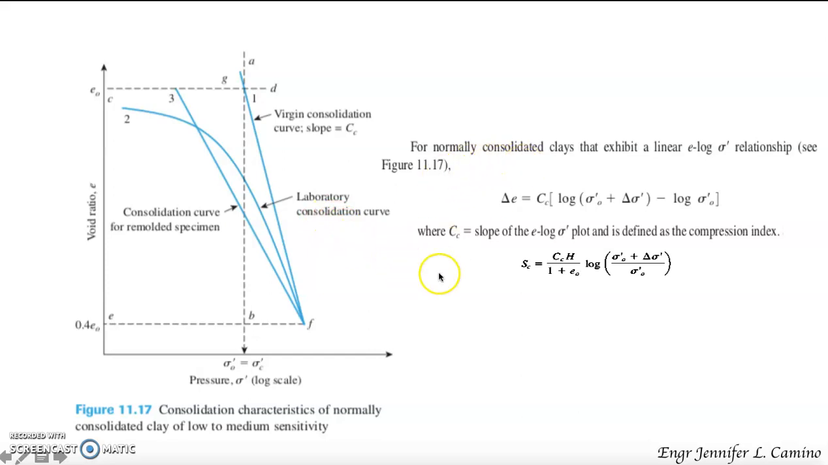So for normally consolidated clays that exhibit a linear e-log sigma prime relationship, we have delta e, which is equal to this expression. You have to take note that C sub C is the slope of the e-log sigma prime plot, and this is defined as the compression index. So basically for normally consolidated clay, we have here the formula to compute for the settlement.